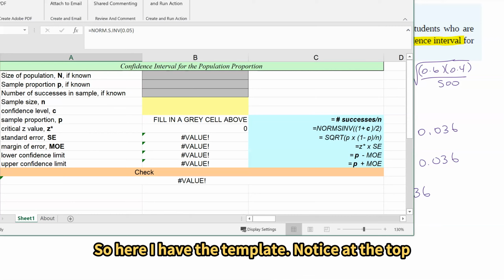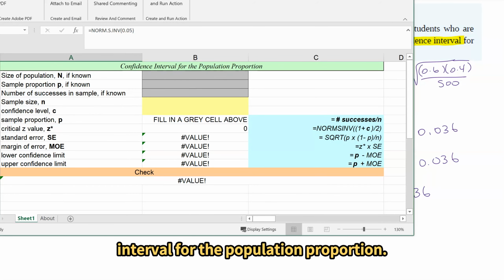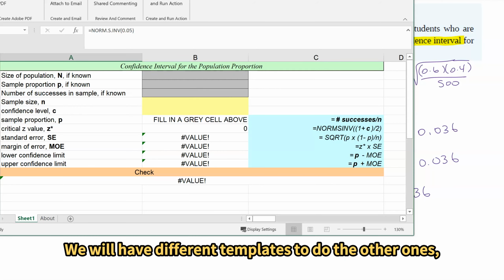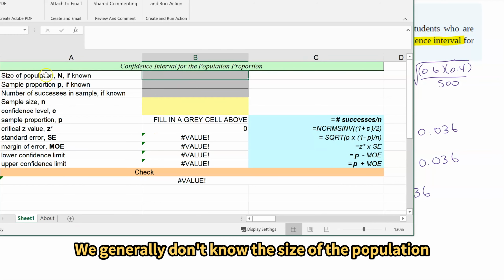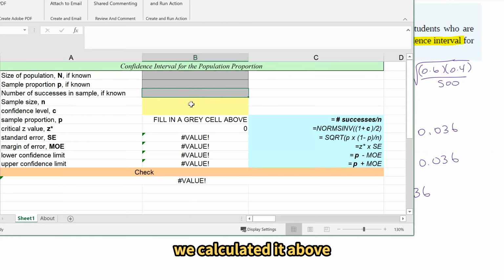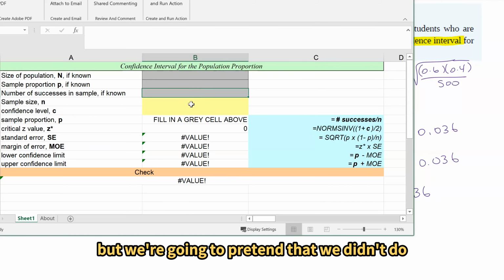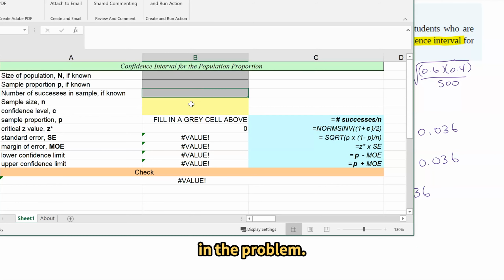So here I have the template. Notice at the top it does say confidence interval for the population proportion. We will have different templates to do the other confidence intervals, if we're not doing them by hand. We generally don't know the size of the population, so capital N is usually left off. Sample proportion, we calculated it above, but we're going to pretend that we didn't do all of that work that we already did. So we're just going to put in what's given to us in the problem.